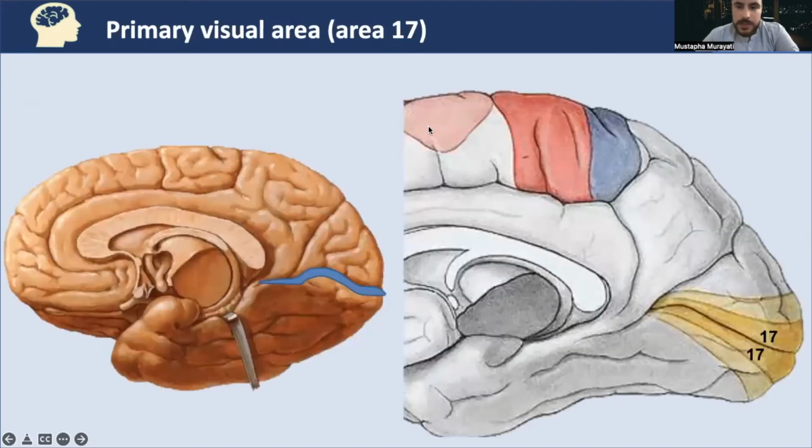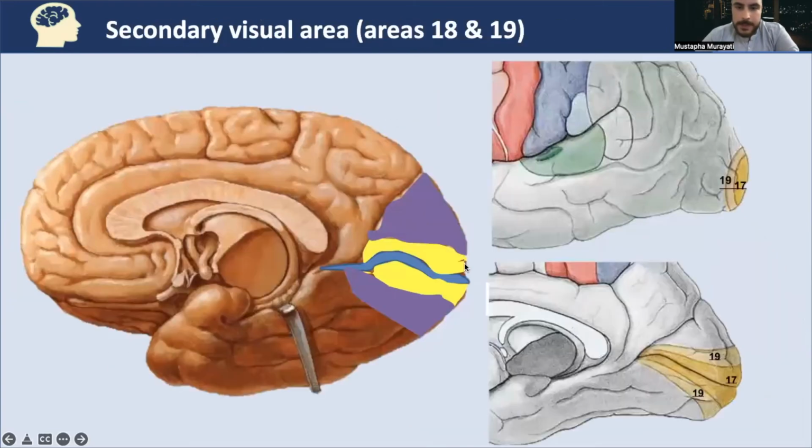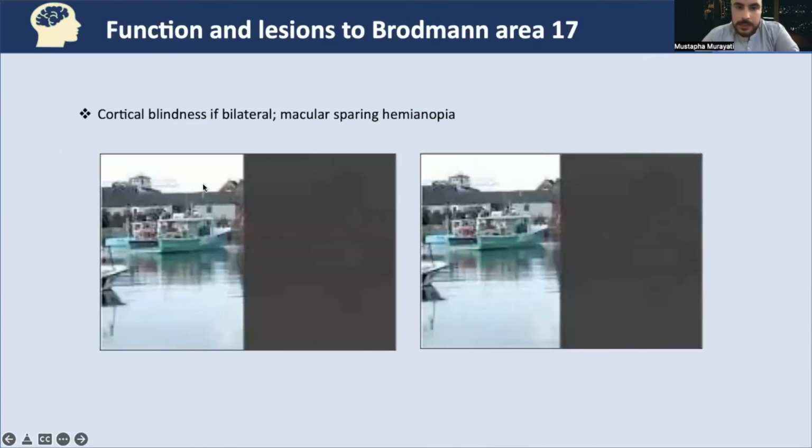For example, if a patient has a left occipital cortex lesion, he may end up with right homonymous hemianopia. So the right visual field is defective in both eyes.